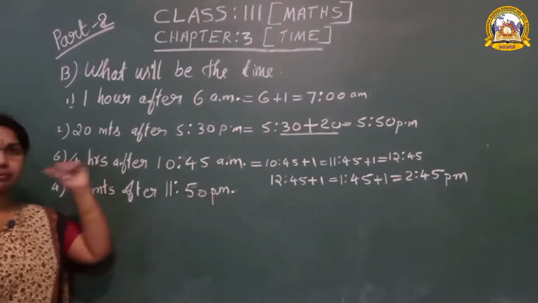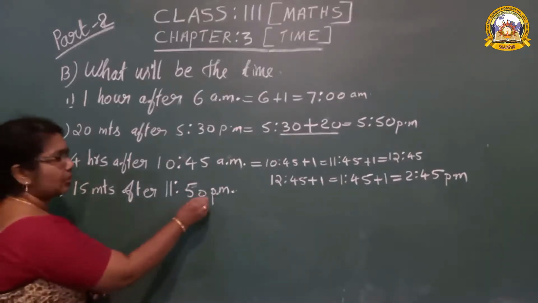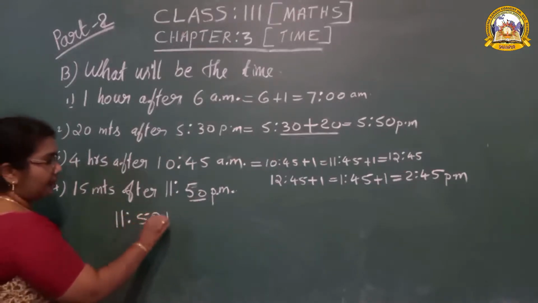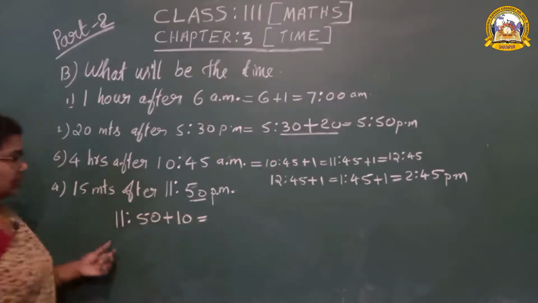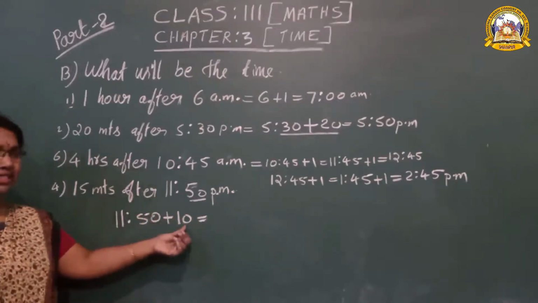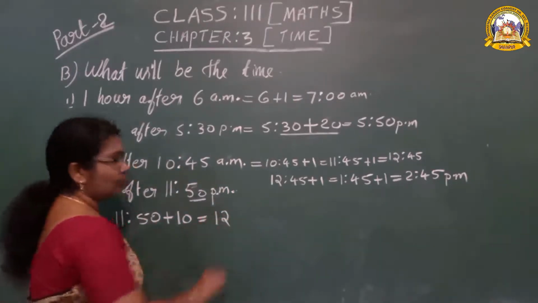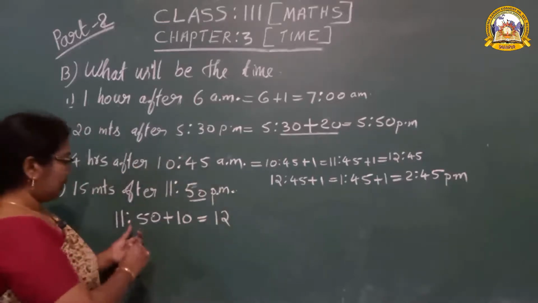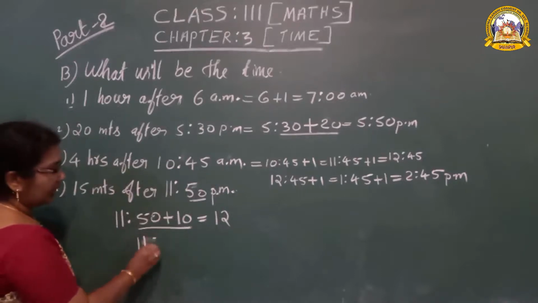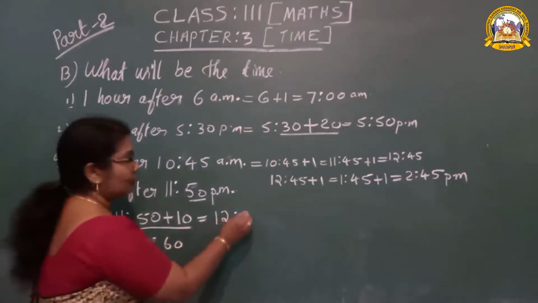11:50 PM, after 15 minutes. You have to add 15 minutes to 11:50. 11:50 plus 10. What is the time? 50 plus 10 minutes is 60 minutes. 60 minutes means 1 hour. That means it is 12 o'clock. 11:50 plus 10, you will get 11:60. 11:60 means it is 12 o'clock.